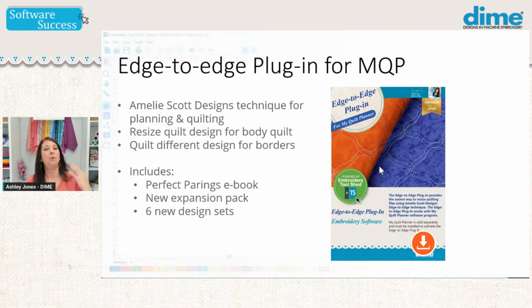Now, if you own the Edge to Edge plugin or you plan to purchase it, it does come with an ebook called Perfect Pairings. These are quilt plans or layouts that she has provided for you that match the built-in designs. It has a new expansion pack built in, and 6 design sets, which give you a border and a corner. So let's head over and get started with what we're going to talk about today.